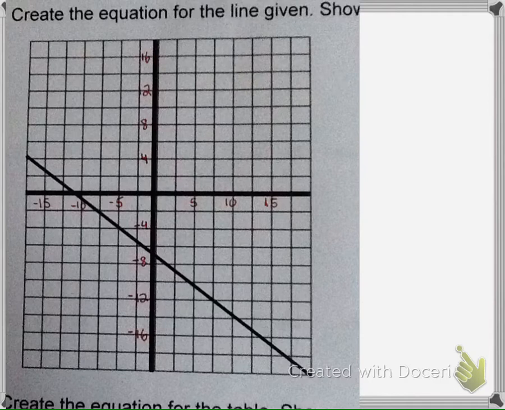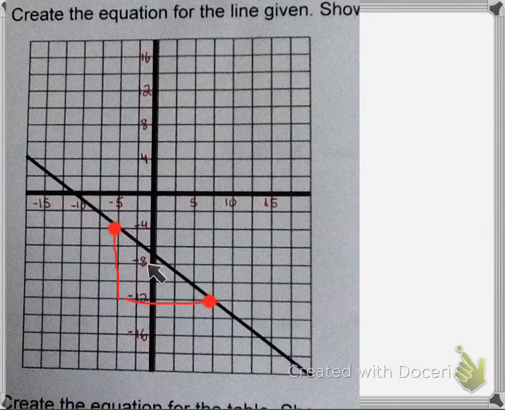I am going to use this point and this one. Okay, so I'm going to make my slope triangle. It goes down, down, and then over. Okay, now I get to label my rise and my run.